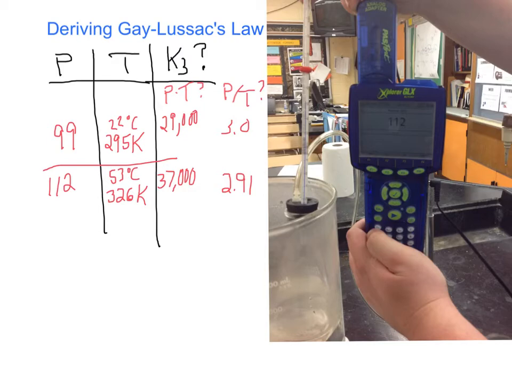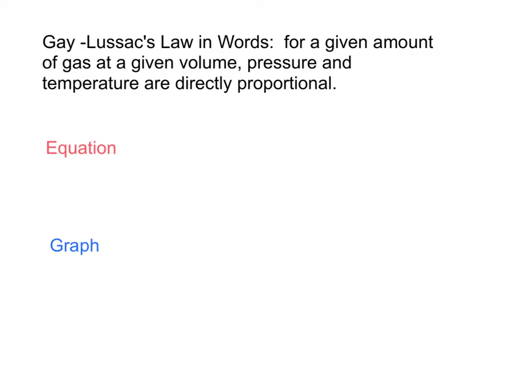So let's take a look at the actual equation on the next slide. Gay-Lussac's law in words would be: for a given amount of gas at a given volume, pressure and temperature are directly proportional. This means volume is held constant, so the container needs to be rigid. In an equation, this looks very similar to Charles' law, except instead of V over T, this equation has P over T, and that's equal to a constant.